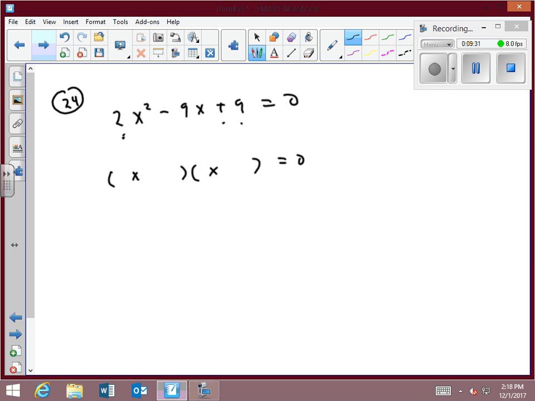What are the signs? Well, this plus says they're the same sign. What sign is it? Negative sign. Both negatives. Because they're both the same sign, this 9 has got to be what? A sum or a difference? Sum. When the signs are the same, it's got to be a sum. 1 and 2, 1 and 9, 3 and 3. Now, what combination makes a sum of 9?